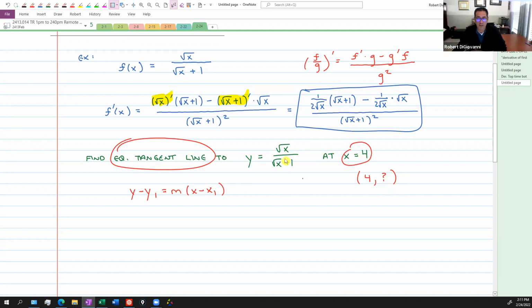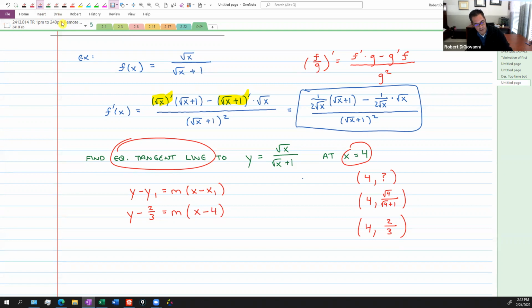If you plug 4 into this, let's see what we get. And that will be a point on the original curve, won't it? So we plug in 4, it's square root of 4 over square root of 4 plus 1. Let me clean that up. That's 2 on top. And then square root of 4 is 2, 2 plus 1 is 3. So that's the point, isn't it? So my equation looks like this now: y minus 2/3, that's my y1, equals some slope, which I have yet to determine, times x minus 4.